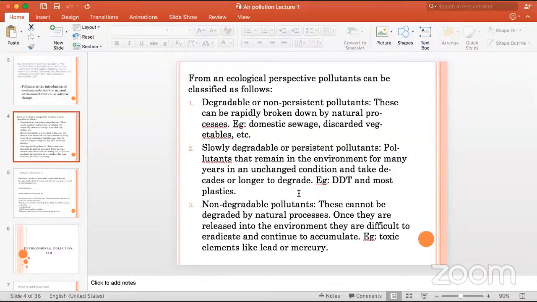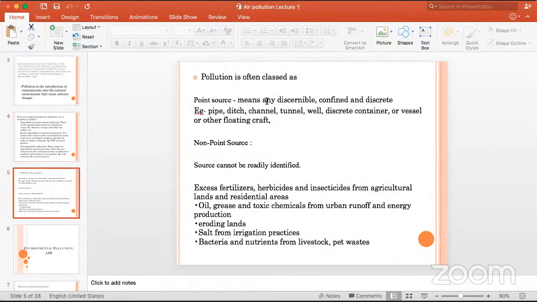Now, there are also some slowly degradable types that you can see here. They remain in the environment, but eventually they do degrade. For example, DDT and most other types of plastics. There is another way in which pollutants can also be classified. Pollutants can also be classified as point source and non-point source.